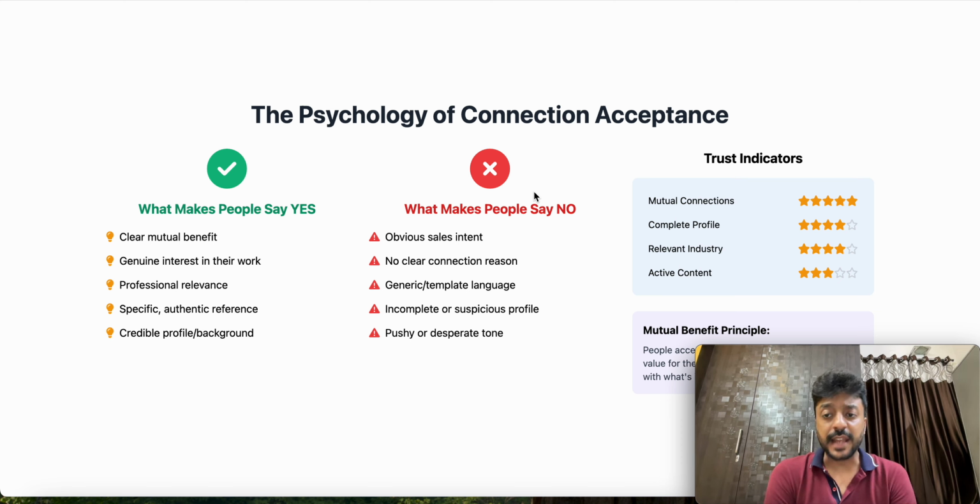Incomplete profile, that you do not have even 500 connections, you are not active on LinkedIn, you don't have a professional profile photo, you don't have a banner, you have nothing. It's incomplete. So they say no, and then you become very desperate to close a deal because you are looking for your bread and butter, and you don't care about the other person.